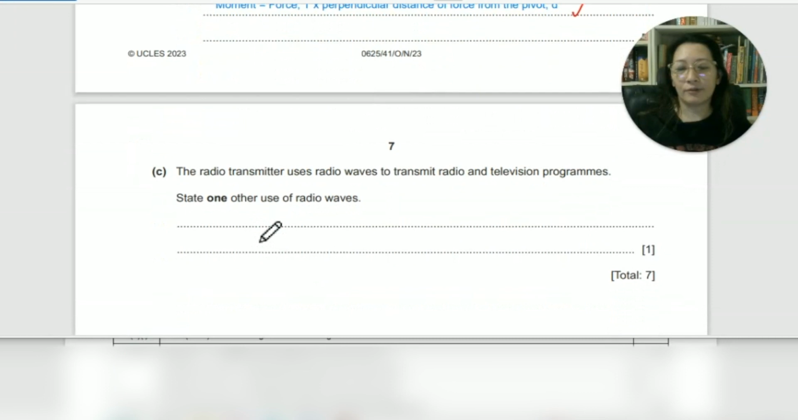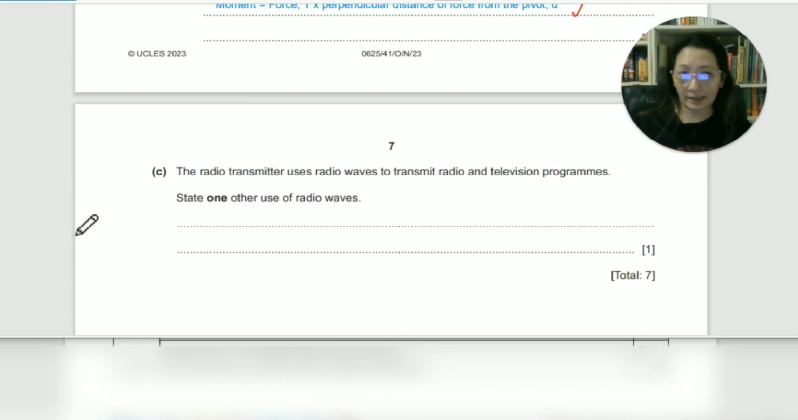Let's go on to C. The radio transmitter uses radio waves to transmit radio and television programs. State one other use of radio waves. There are many uses of radio waves, and because this is a recall question, it's only worth 1 mark. So any appropriate and correct use of radio waves can be written here, and if it's correct, of course, you're going to get your 1 mark.